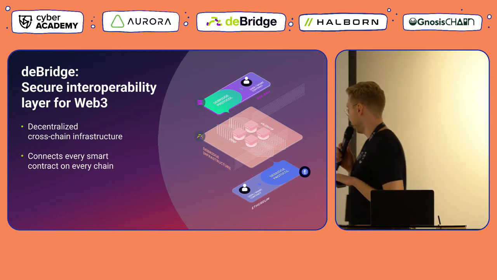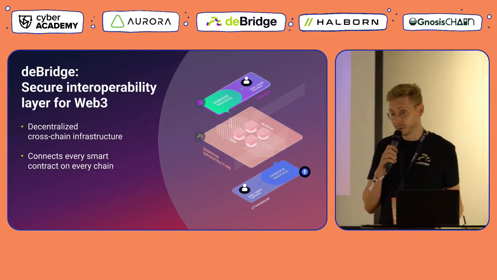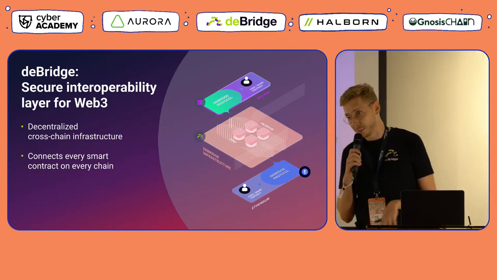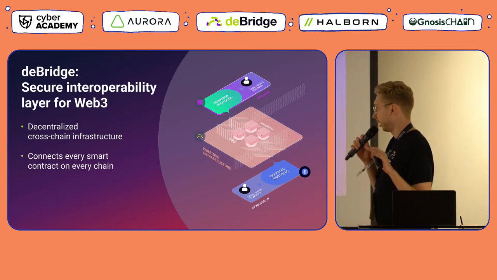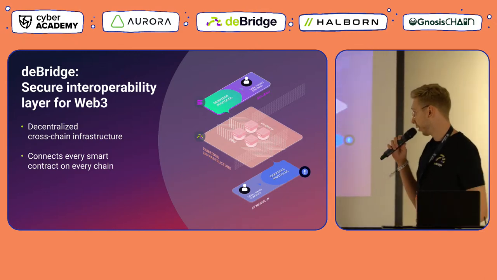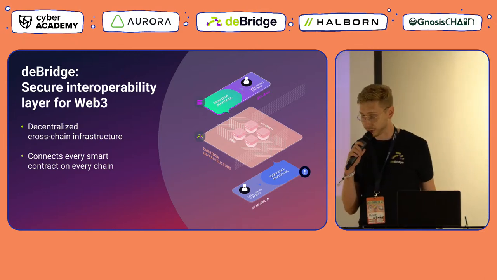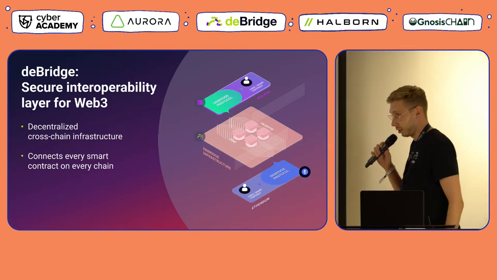So we provide a framework for developers and users to solve different cross-chain needs and to tap into various cross-chain opportunities. Basically, developers can interconnect any smart contract on any chain by leveraging the decentralized cross-chain infrastructure. And it's working in the following way. deBridge protocol itself consists of two layers.